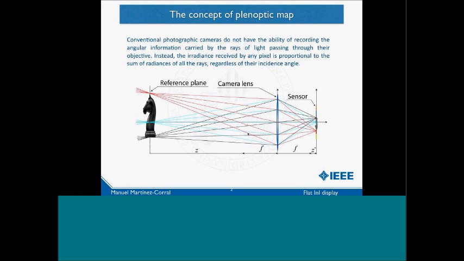So let me go a little bit to the beginning of the concept, and to say that conventional photography cameras do not have the ability of recording three-dimensional information of three-dimensional scenes, because they don't have the ability of recording the angular information carried by rays of light passing through the objective. Instead, the irradiance received by any pixel is proportional to the integral of all the radiance carried by all the rays. So angular information is missed in conventional photography, in conventional imaging.